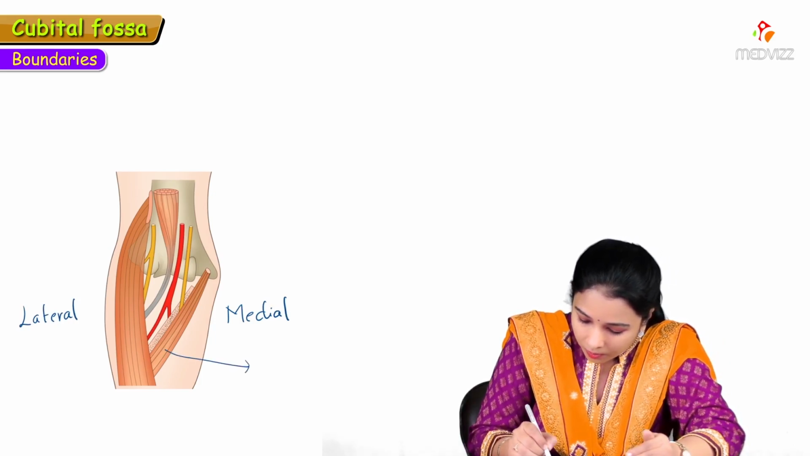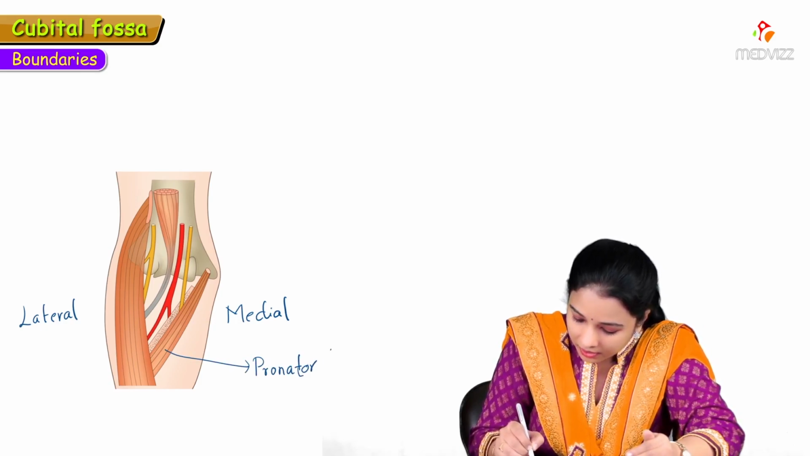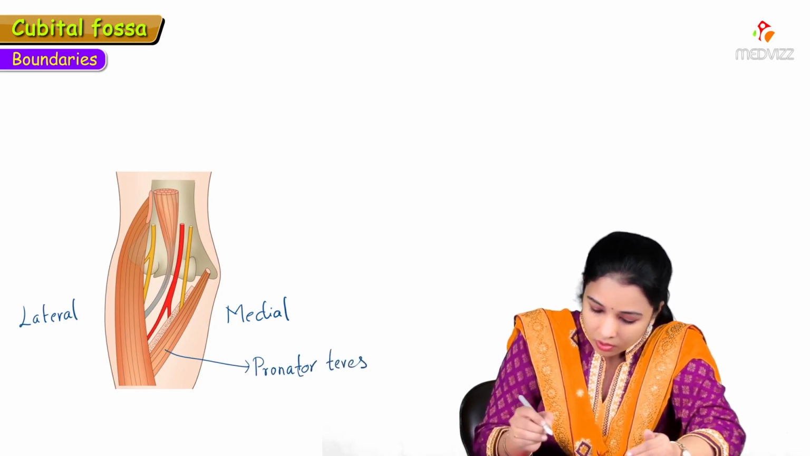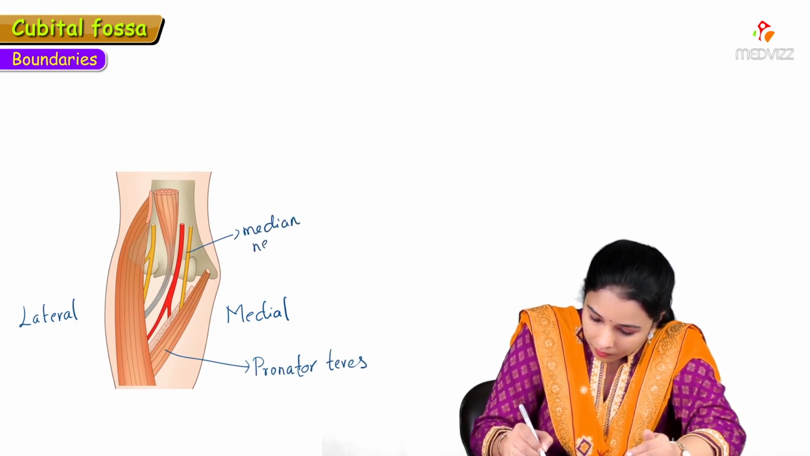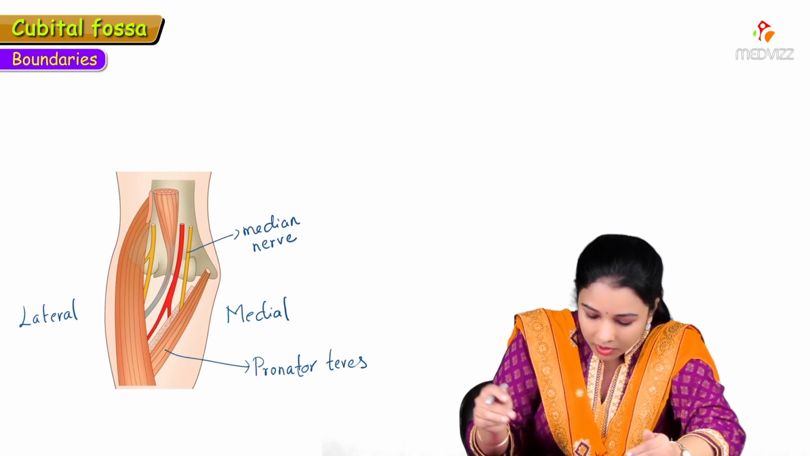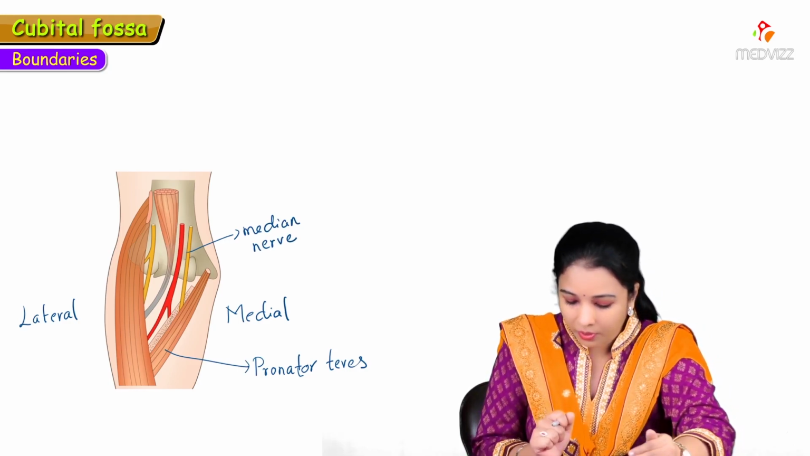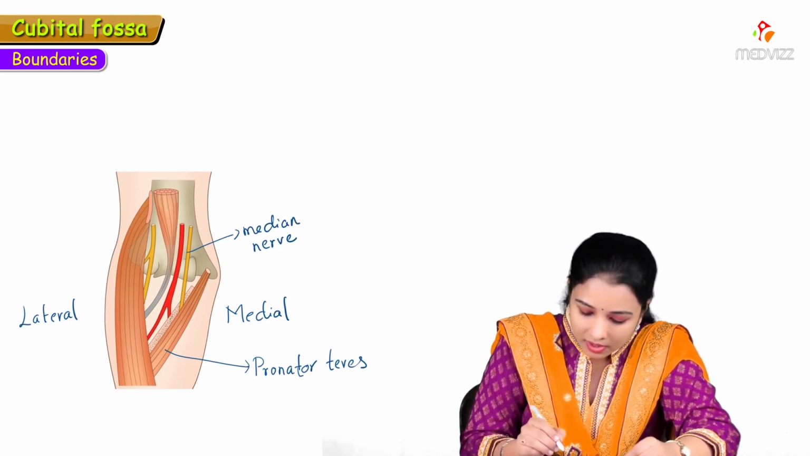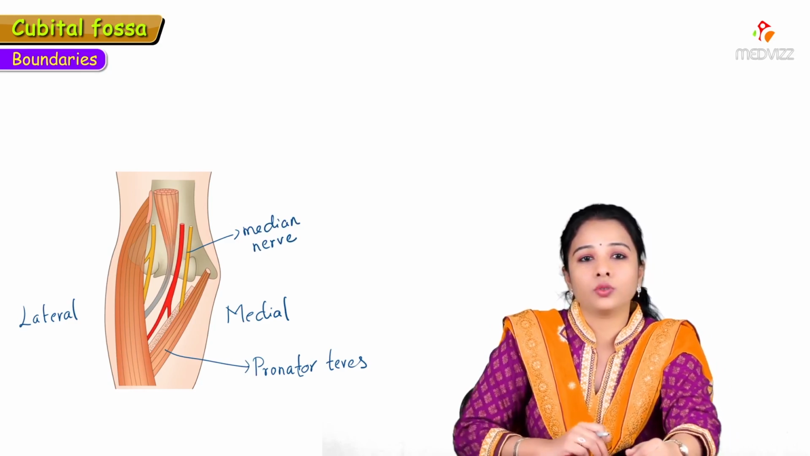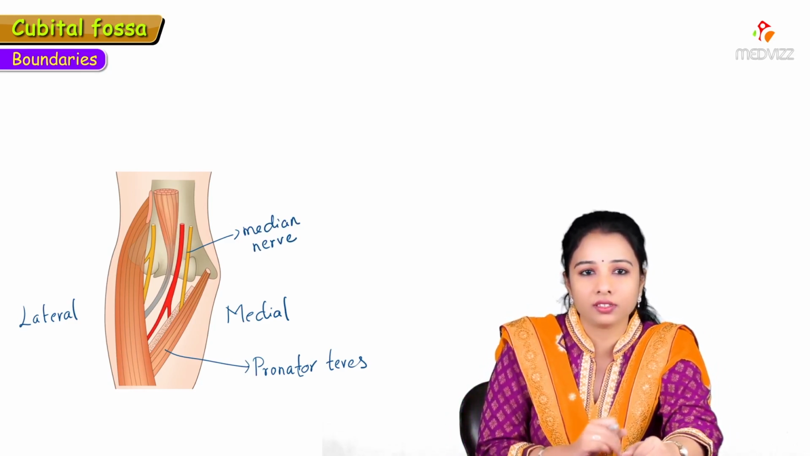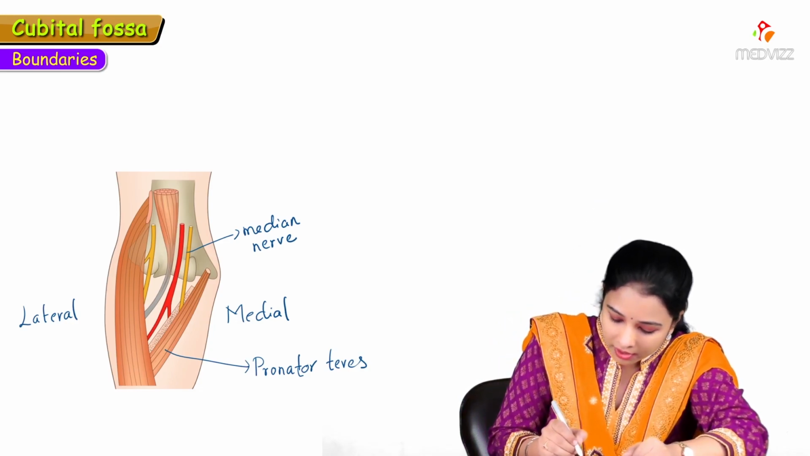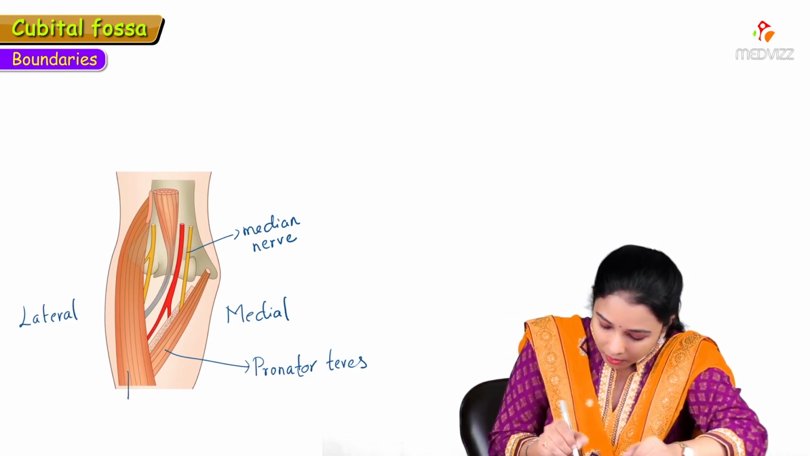This is pronator teres. So we can see the median nerve passing through the pronator teres. We can see the median nerve passing through the two heads of pronator teres. So this is the medial, this is lateral. And lateral boundary, it is formed by brachioradialis.